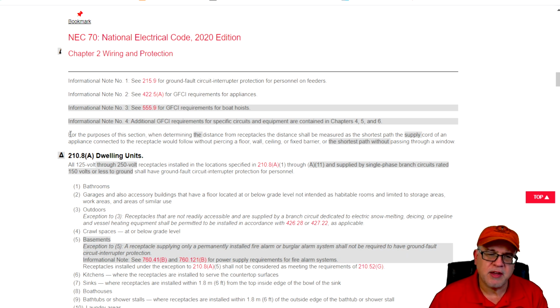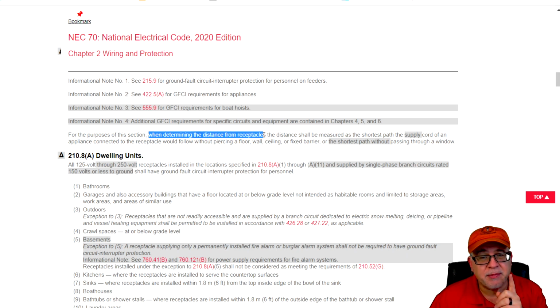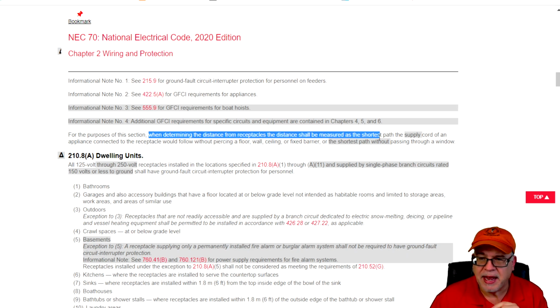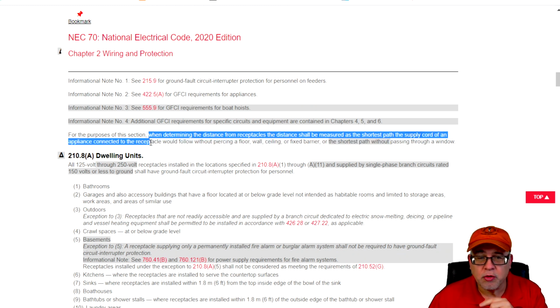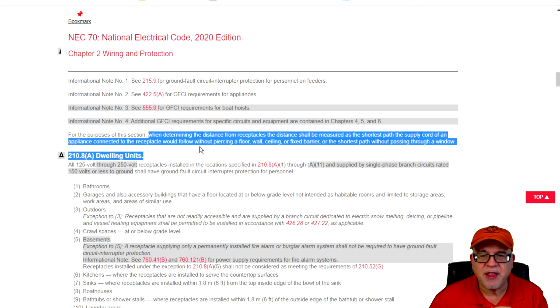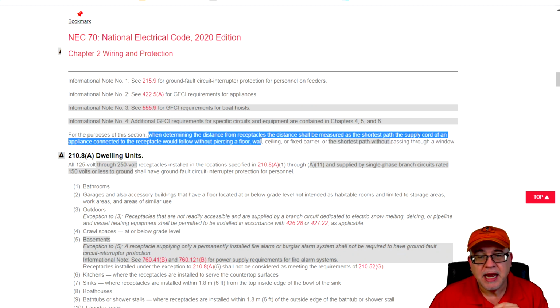So here's what it says. It says, for the purpose of this section, and again, this section being 210.8, when determining the distance from receptacles, the distance shall be measured as the shortest path that the supply cord of an appliance connected to the receptacle would follow without piercing a floor, a wall, a ceiling, or fixed barrier, or the shortest path without passing through a window, okay?